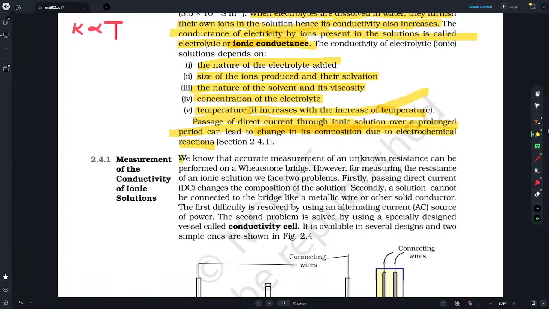We know that accurate measurement of unknown resistance can be performed on a Wheatstone bridge. However, for measuring the resistance of an ionic solution, we face two problems. Firstly, passing the direct current changes the composition of the solution. Secondly, a solution cannot be connected to the bridge like a metallic wire or a solid conductor. The first difficulty is resolved by using an alternating current (AC) source of power via an oscillator. The second problem is solved by using a specially designed vessel called a conductivity cell.